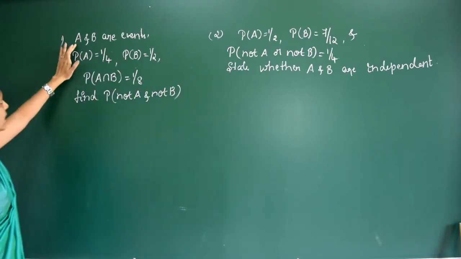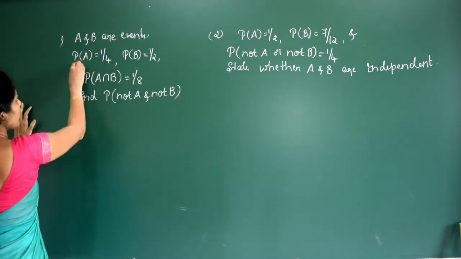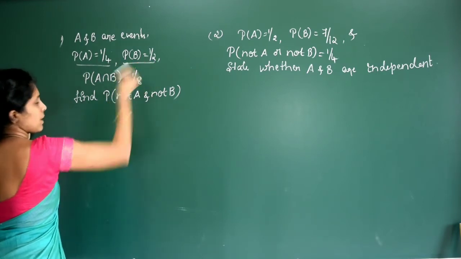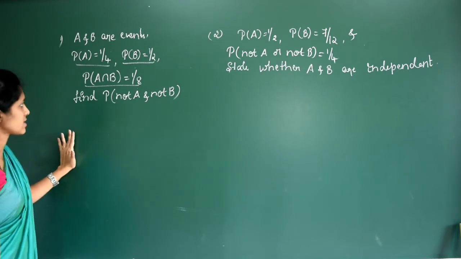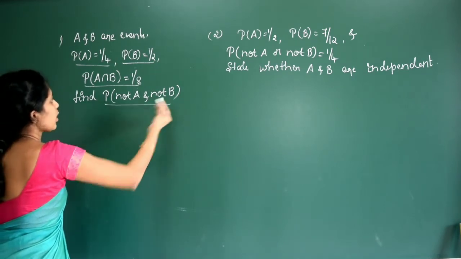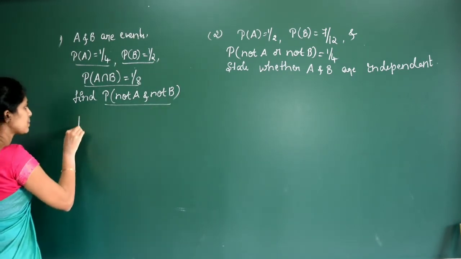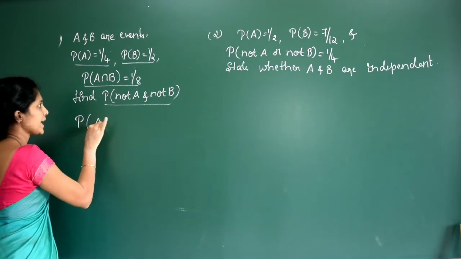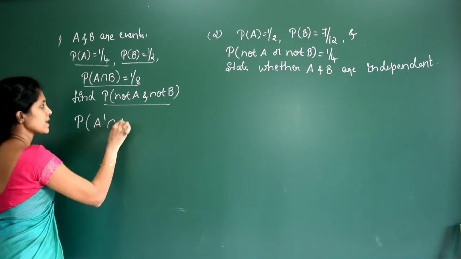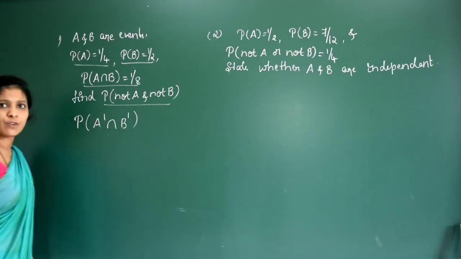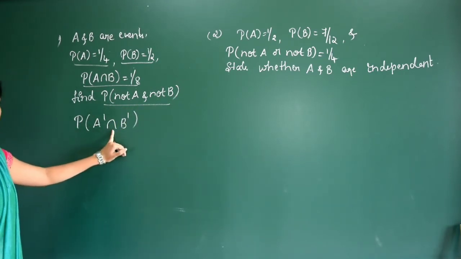Okay, see this one. A and B are events. Probability of A is given, probability of B is given, probability of A intersection B is also given. Find P of not A not B. That means P of not A is nothing but A dash, and "and" is there, so it will be intersection. Not B means B dash, right? So we need to find P of A dash intersection B dash.